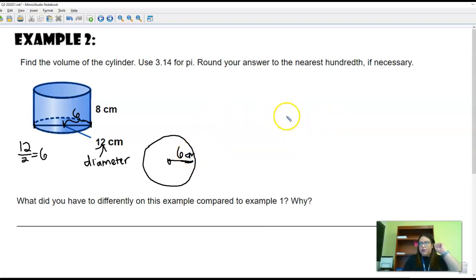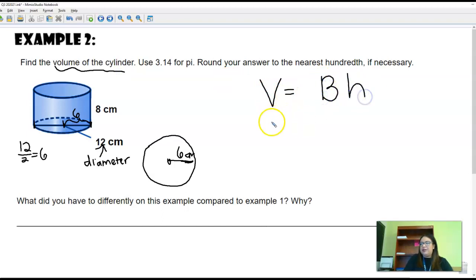Let's go ahead and do our step 1, which is to write our formula. So we're trying to find the volume of a cylinder. Volume equals area of the base times the height. So I need to find the area of the base. I need to identify the height of the cylinder. The height of the cylinder is easy to find. It's right there. I didn't have to do any work. But the area of the base, I have to do some work.